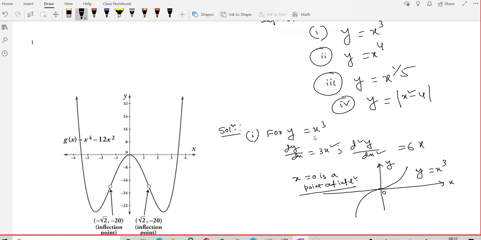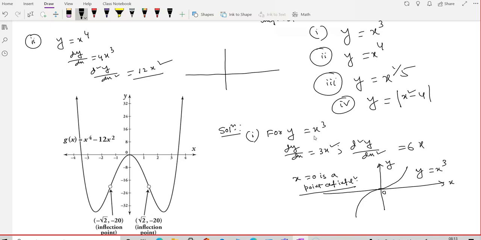Let us do it for y equal to x to the power 4. dy by dx is 4x cube, so d square y by dx square will be 12x square. Now here you see d square y by dx square is not changing its sign. The graph, if you plot, will pass through the origin and look like y equal to x square, something like this. Okay, a rough sketch.